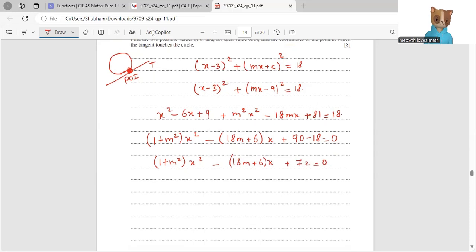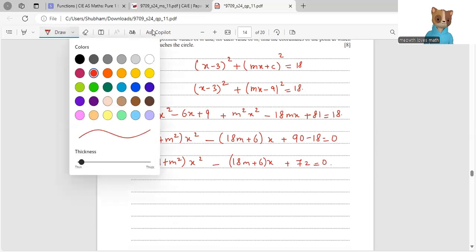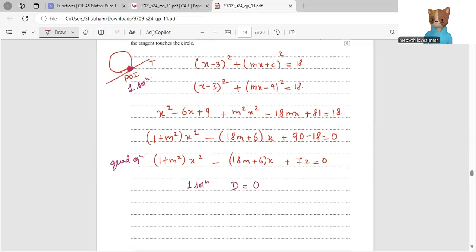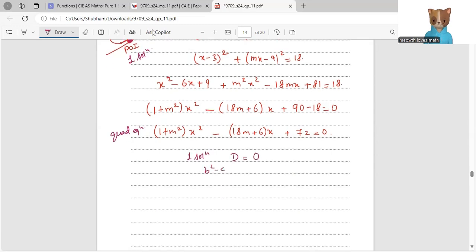Now we get a quadratic equation in terms of x. Now we have already learned this concept of single point, right? It's a quadratic equation, and this point of intersection is only one solution, isn't it? So it is touching the circle only at one point, and therefore this is the condition for one solution. So for one solution, what is the condition for discriminant? D is equal to 0. Therefore, b square minus 4ac is equal to 0. This is a, this is b, and this is c.